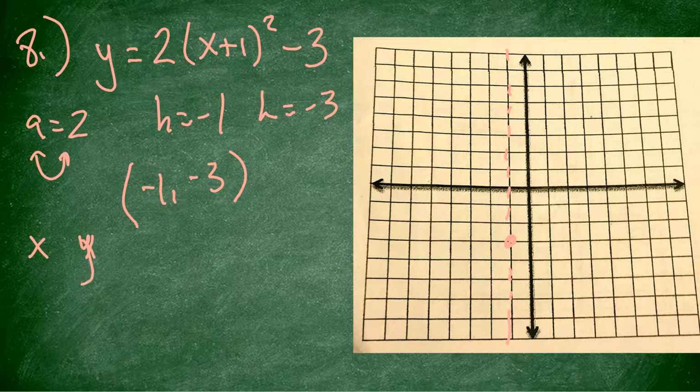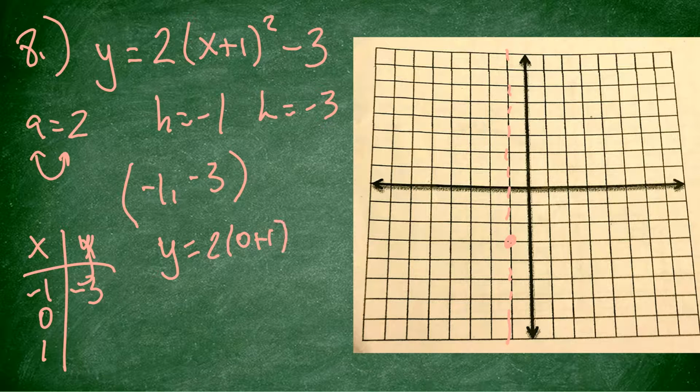Make my XY chart. Put negative 1, negative 3. I'm going to put 0 and then 1. I just like getting bigger. I always get closer to 0. It doesn't really matter, though. So I plug 0 in, so I say y equals 2 times the quantity 0 plus 1 squared minus 3. 1 squared is 1, times 2 is 2, 2 minus 3 is negative 1. Now I plug in 1.